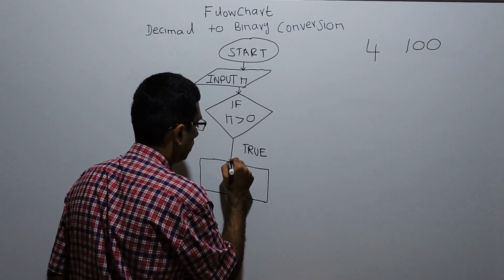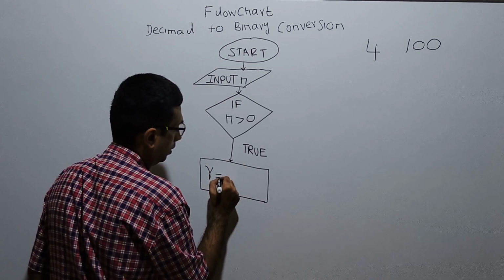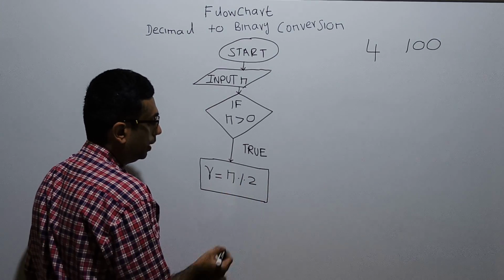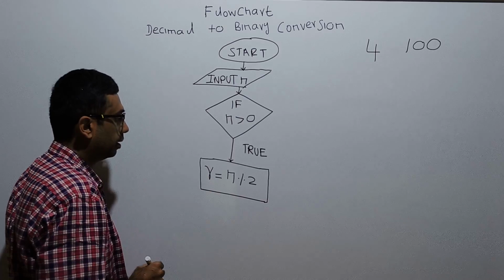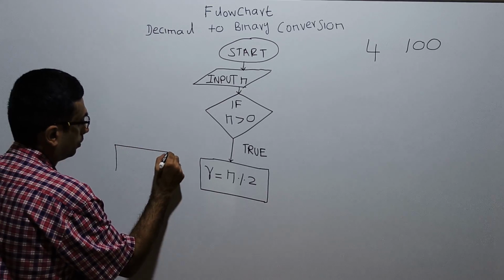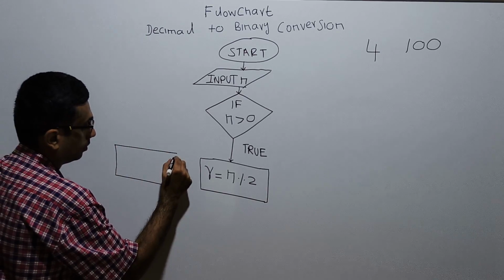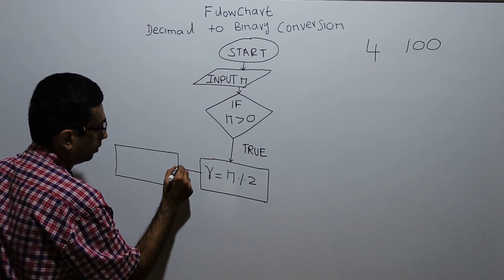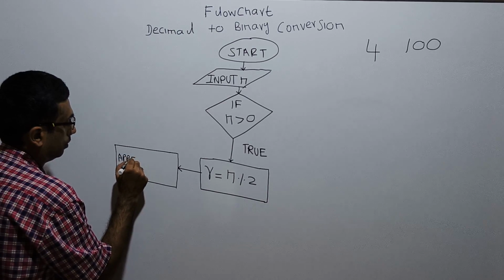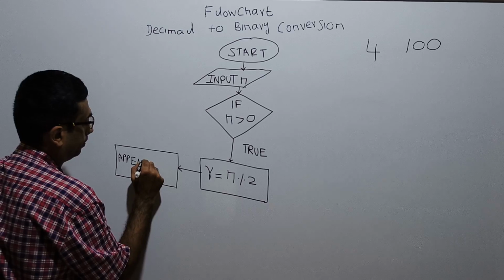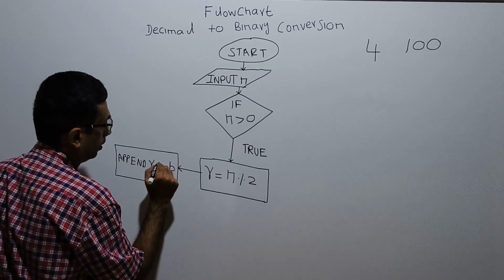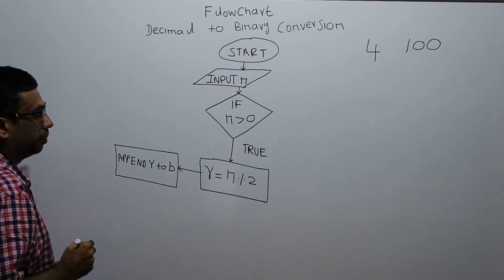I am calculating r equal to n modulo 2. The modulo operator divides n by 2 and returns a remainder that is stored in the variable r. Next step, append r to b. I am appending the value of r to a variable b.